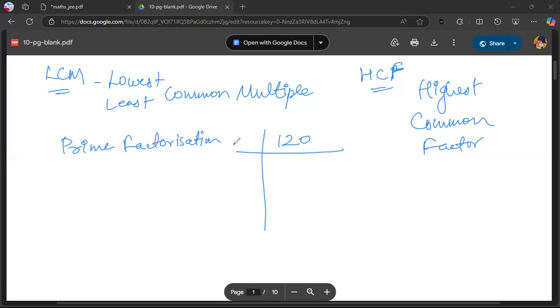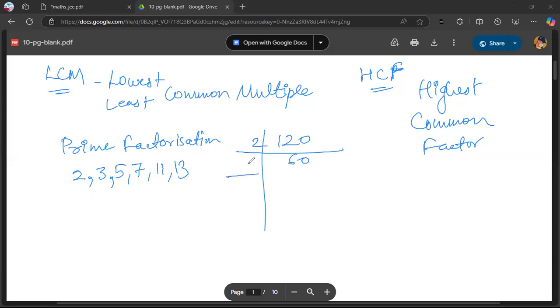We'll check whether the lowest prime number can divide it or not. What is the lowest prime number? 2. The next prime number? 3. The next? 5. The next? 7. The next? 11. The next? 13. Yeah, enough. So whether 2 can divide it or not?